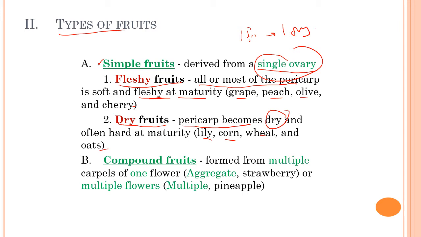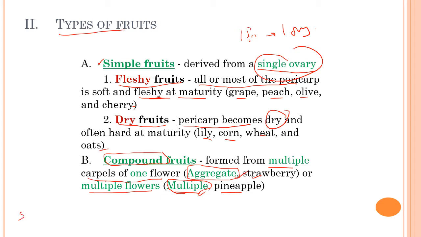There is also another thing called compound fruits, and these are from multiple carpels of one flower. In this case, we call it aggregate, like strawberries, or multiple flowers forming multiple ovules or ovaries, and we call them multiple fruits. So we have aggregate fruit and we have multiple fruit. Aggregate is like strawberry, multiple like pineapple. So here's the difference between these two.